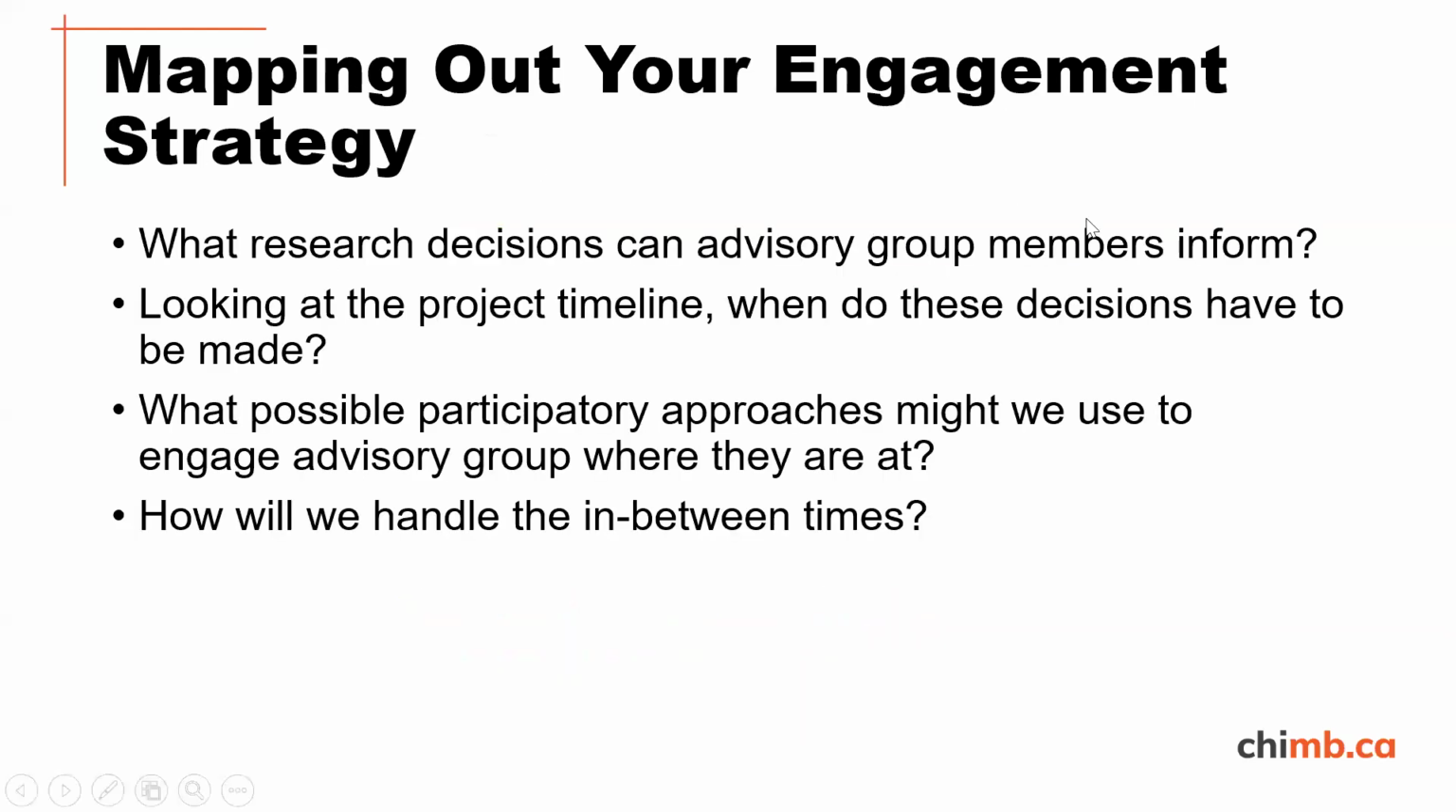So when you start mapping out your engagement strategy, the first thing I think I talked about before was what research decisions can the advisory group members inform? Looking at the project timeline, when do these decisions have to be made? What possible participatory approaches might we use to engage the advisory group where they are at?